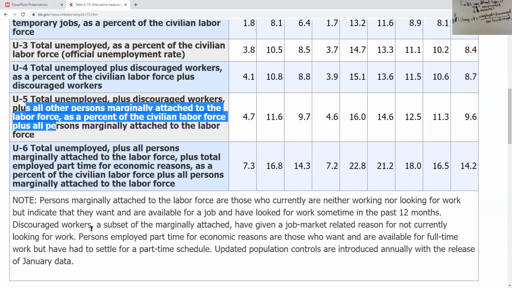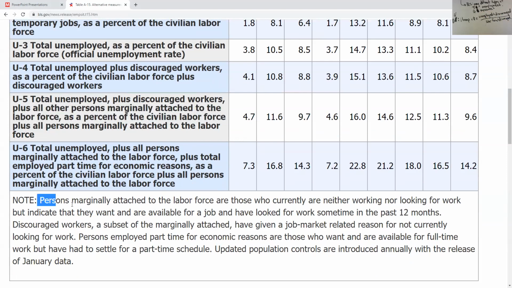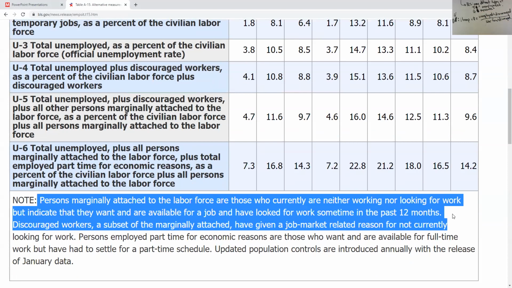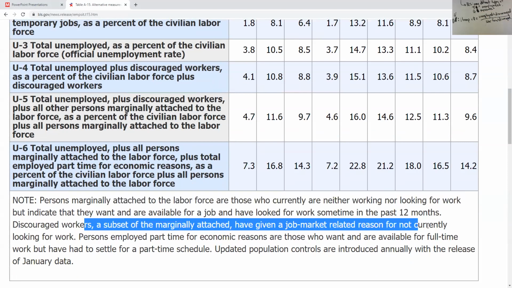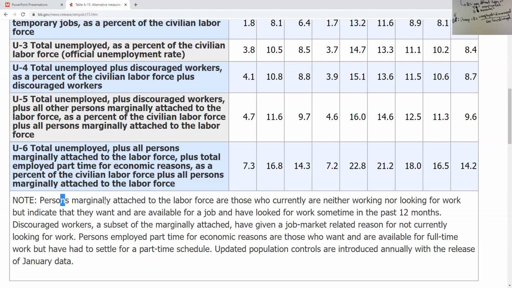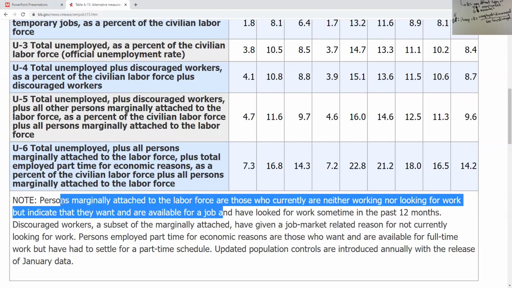Marginally attached to the labor force says right here, oh, so I defined that incorrectly. Discouraged workers are a subset, having given a job market related reason. So marginally attached means you're available, but you're not doing it. So you might be marginally attached because, let's say you're wealthy. Let's say you got a trust fund, or your parents are giving you money, or you're stealing money, or you've got an illegal business or something, right? So you're marginally attached to the labor force.